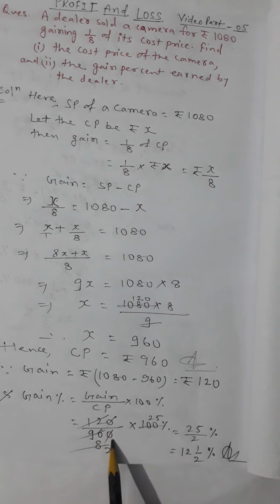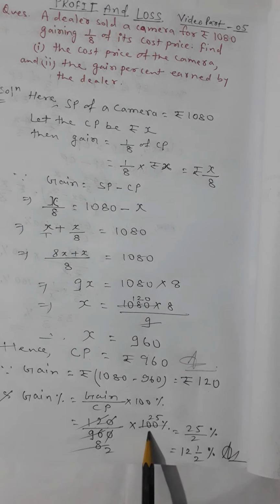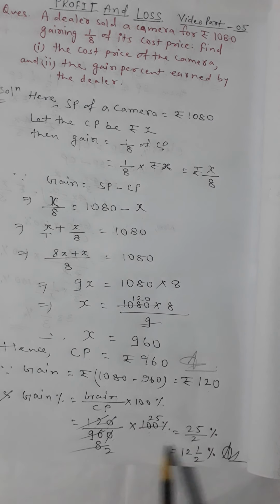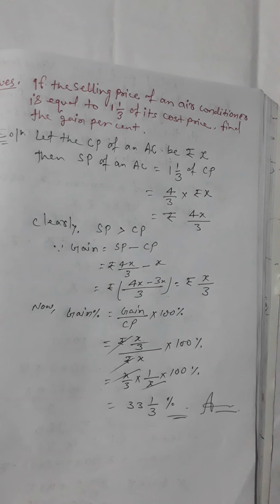First of all, this 0 and 0 cancel out. From the table of 12 it is cancelled out from 8 times, and after that from the table of 4 it is cancelled out from 2 times, and from the table of 4 it is cancelled out from 25 times. So now it becomes 25 by 2%, and as a mixed fraction 12 and 1 by 2%. This is your gain percent.